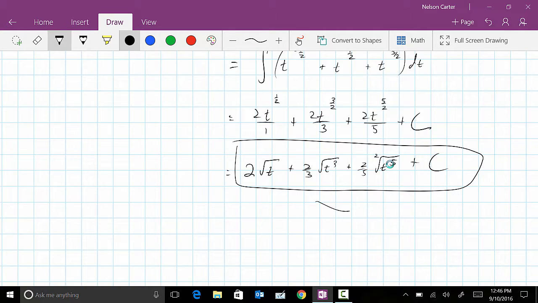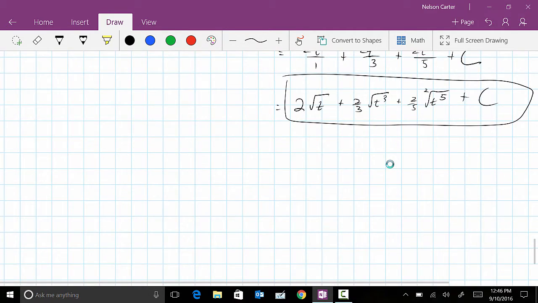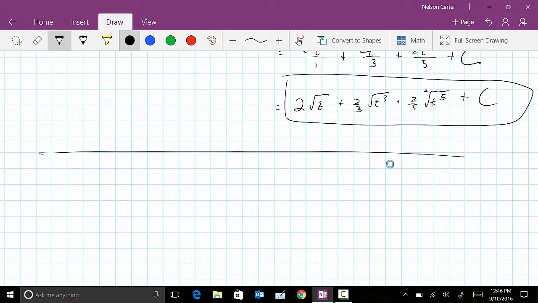And you don't have to write it this way. You could write it just with fractions. You could leave it like that. That's fine. Okay, let's get to some trig.